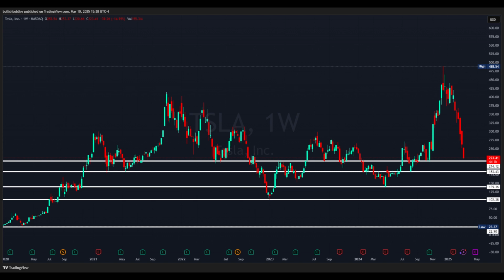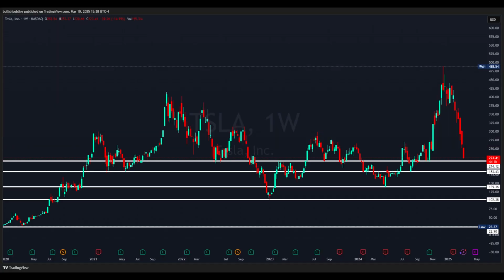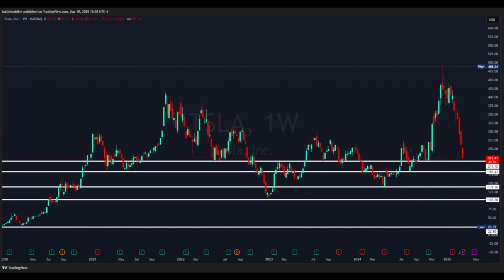By adding key support levels, I identify potential areas of value around 214, 183, 139, and 102. The nearest support at 214 is just $6 below this week's recorded low, making it a crucial level to monitor for potential reversal signals or bullish candlestick patterns.